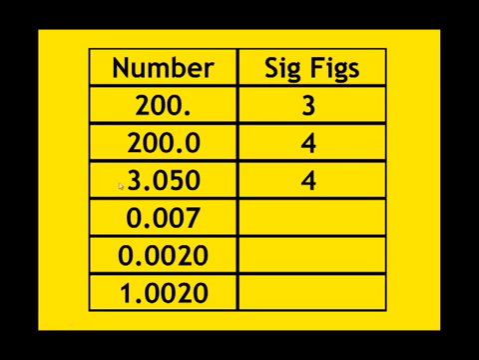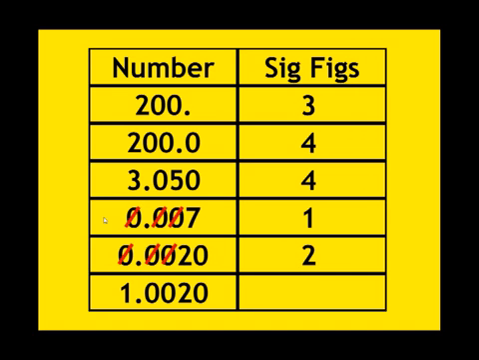Similarly, 3 is the first number we come to on the Pacific Ocean side, so everything counts. 4 sig figs. But now, what do we do with this next measurement? 0.007. We have to skip over the leading zeros, and this measurement only has 1 sig fig. Our next example is 0.0020. Once we get to the 2, everything counts from that point forward. That measurement has 2 sig figs.